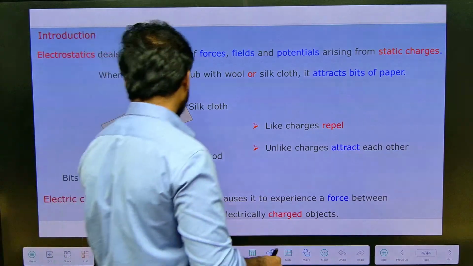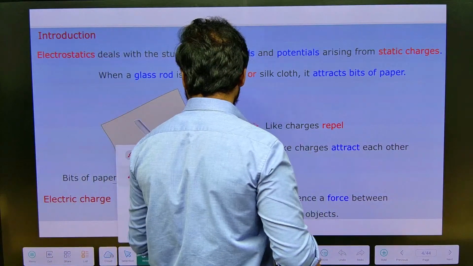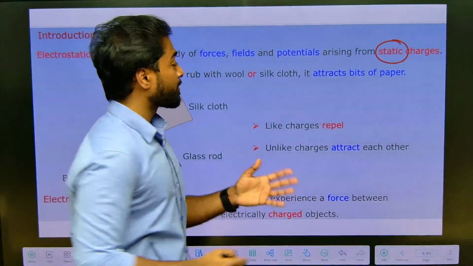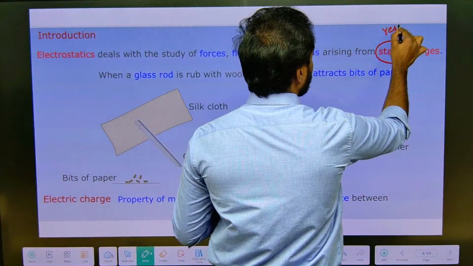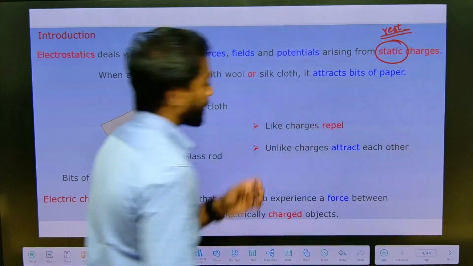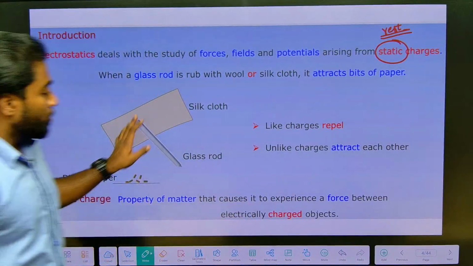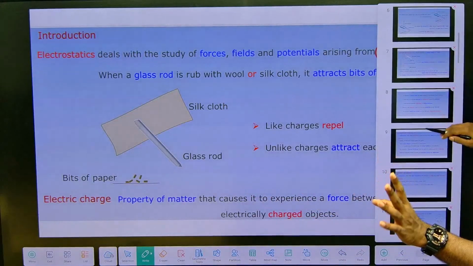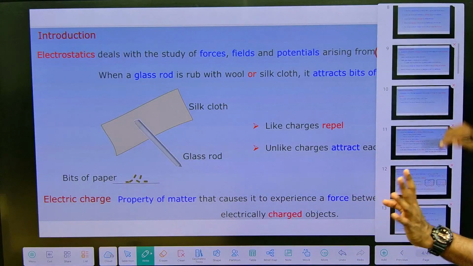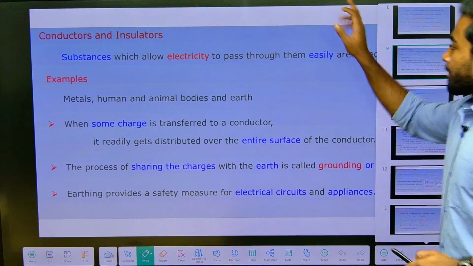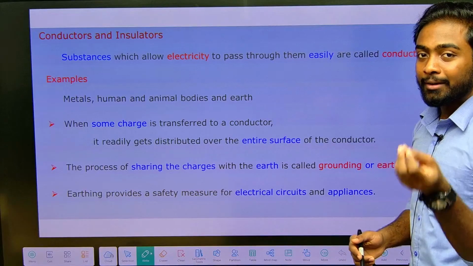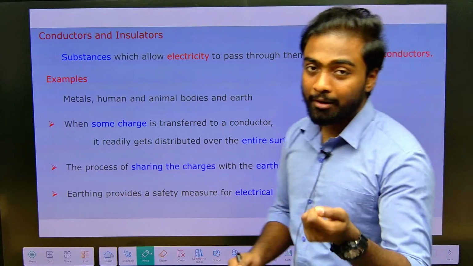What is the meaning of static charges? The meaning of static is nothing but rest. So, the rest charge we are talking about. We will see the extra points when we go through the things. That is the meaning of electrostatics. Electro is nothing but charged particle, and static is nothing but rest.